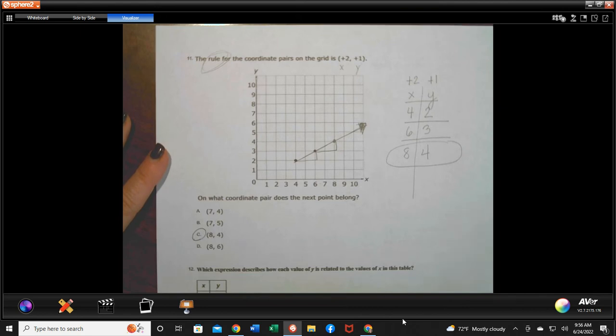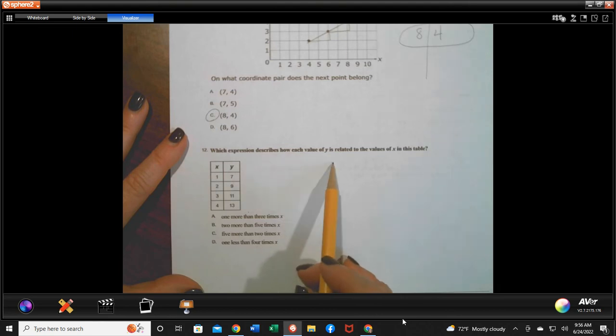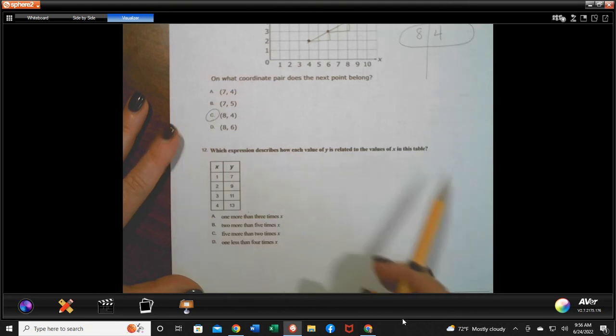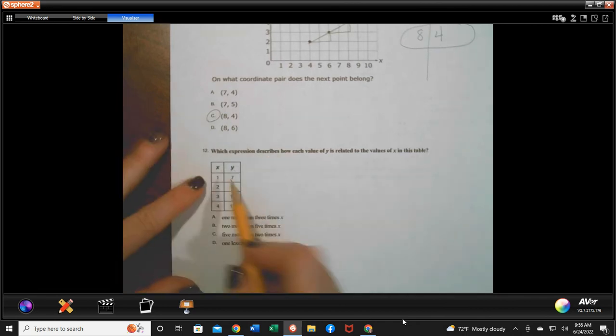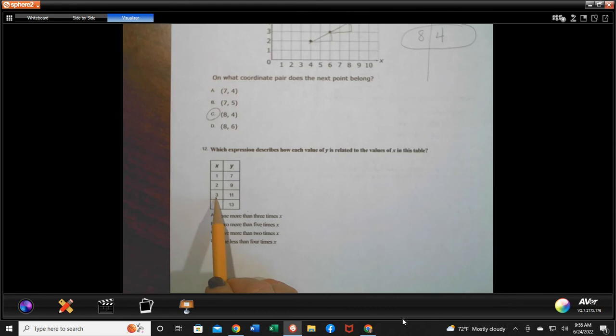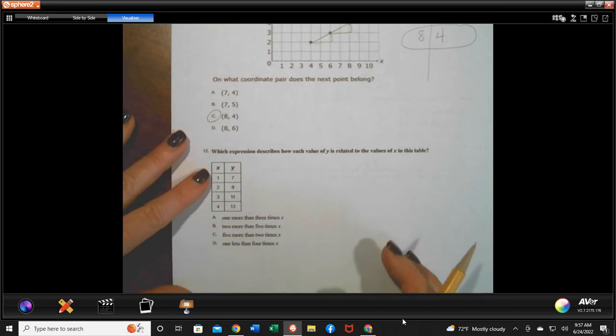All right, number 12. Which expression describes how each value of y is related to the value of x? So how is y related to x? So I see that y is larger than x. 7's more than 1, 9 is more than 2, 11 is more than 3, and 13 is more than 4. So I know that y is greater than x. So I'm going to look at the answer bank and see which of these works. So it wants to know how y is related to x.